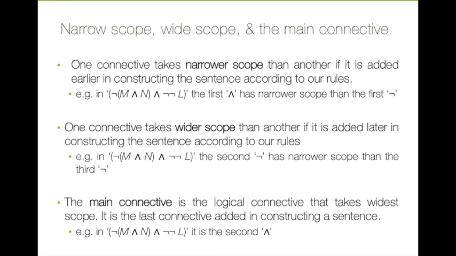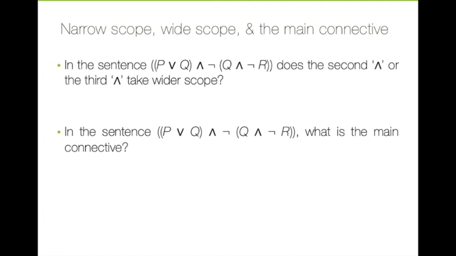Finally, one of the most important notions is that of the main connective. That's the logical connective that takes widest scope, and it's the one that's added last in constructing a sentence. So in this example we've been looking at, the second conjunction symbol can only be introduced once we've already constructed the two complex conjuncts, the negation of M and N, and the double negation of L. No other connective is added after, so that second conjunction is the main connective. Again, try pausing to test your understanding of relative scope.